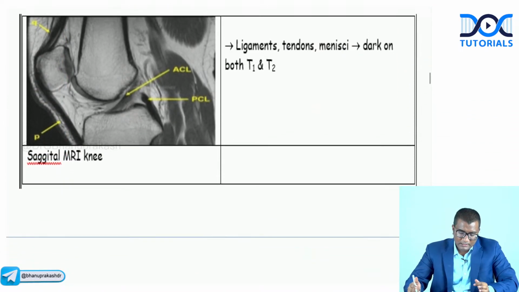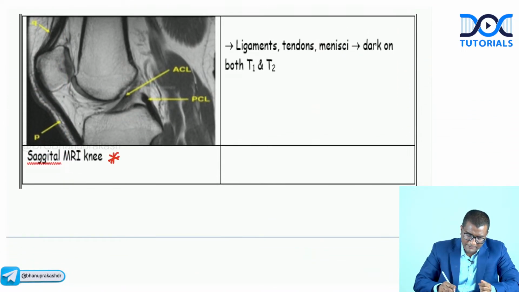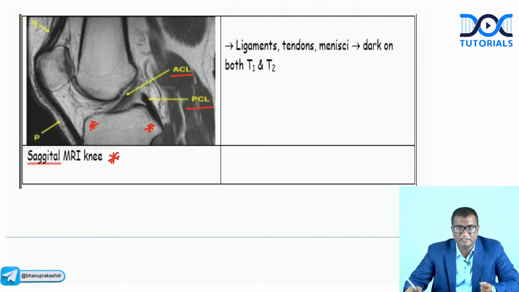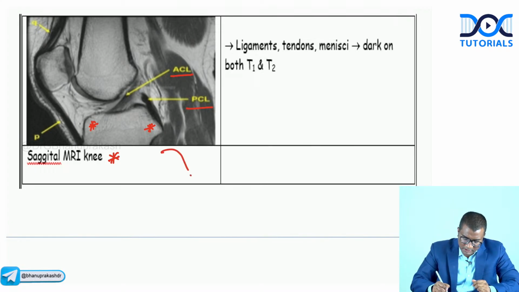Then do remember this sagittal MRI of the knee and identify the ACL and PCL. Remember, they are based on the attachment on the tibia, not on the attachment on the femur. They are based on their attachment on the tibia. The PCL will usually appear like a question mark like area. So this is ACL, PCL, and all these will be dark. Normal ACL, PCL, ligamentum patella, right?